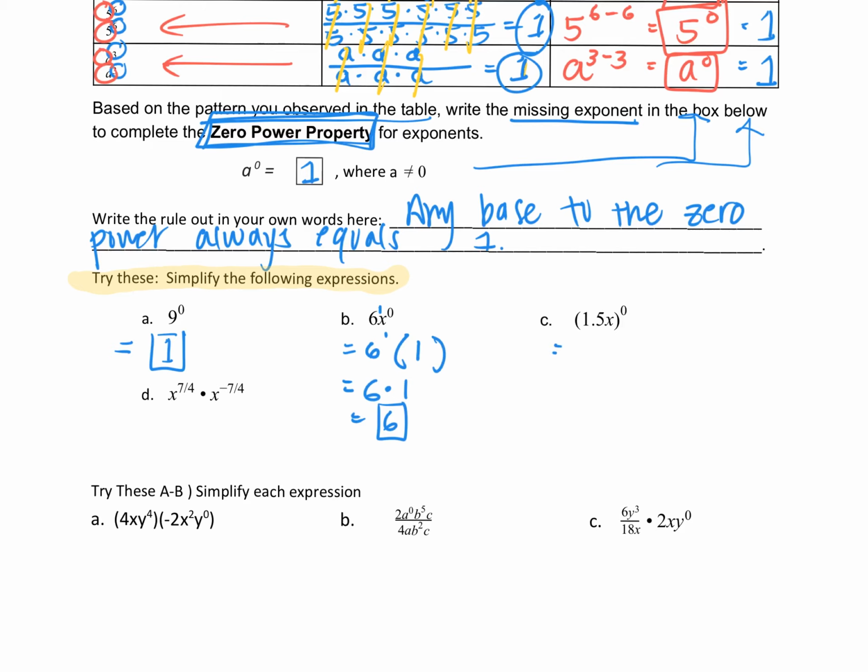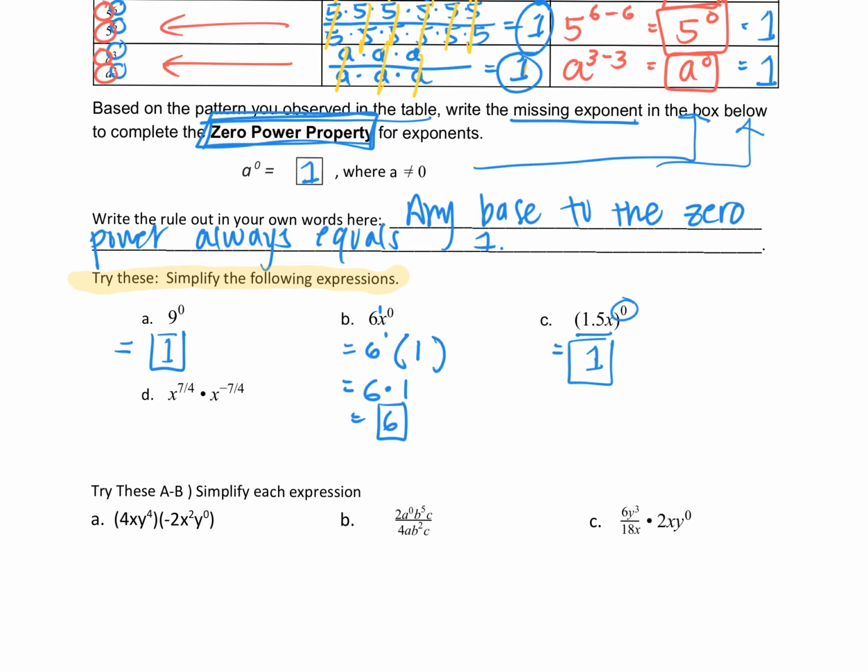Let's look at C. Now when I look at this one, I see that exponent of 0, but what is the base with that 0? The base is this whole thing, 1.5x. So because the whole thing has a power of 0, I can go ahead and write 1.